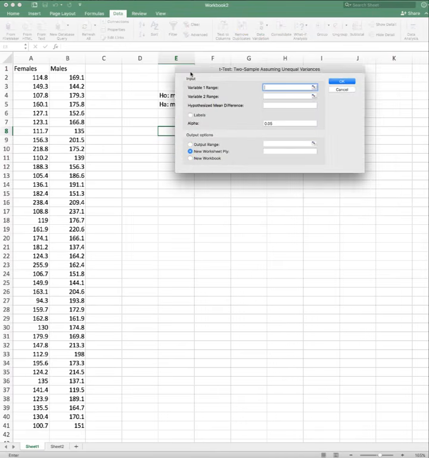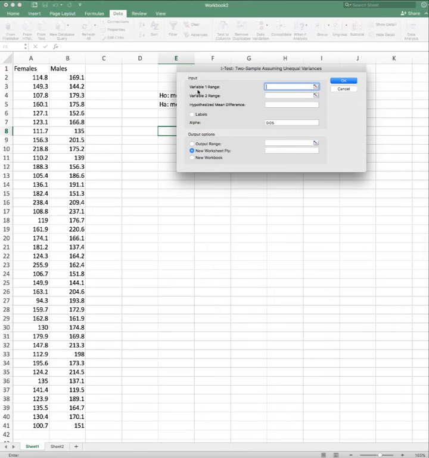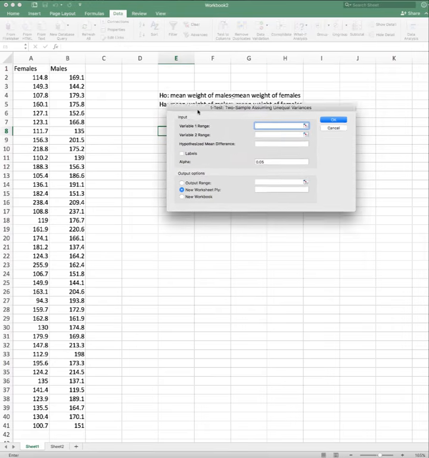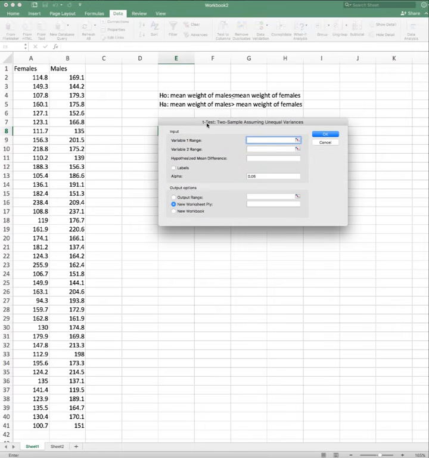This leads me to several inputs. I need to input variable 1 and variable 2. It's common practice, and it will make your life a little bit easier, if you use the first variable listed, males, as variable 1. You may either highlight the entire column or just click on the column header B. That tells Excel to use the entire column. That makes variable 2 the females.